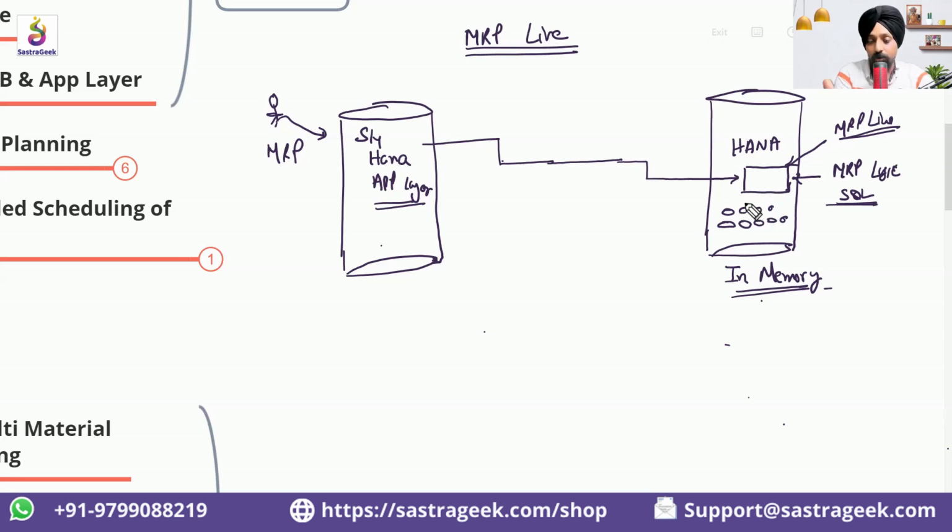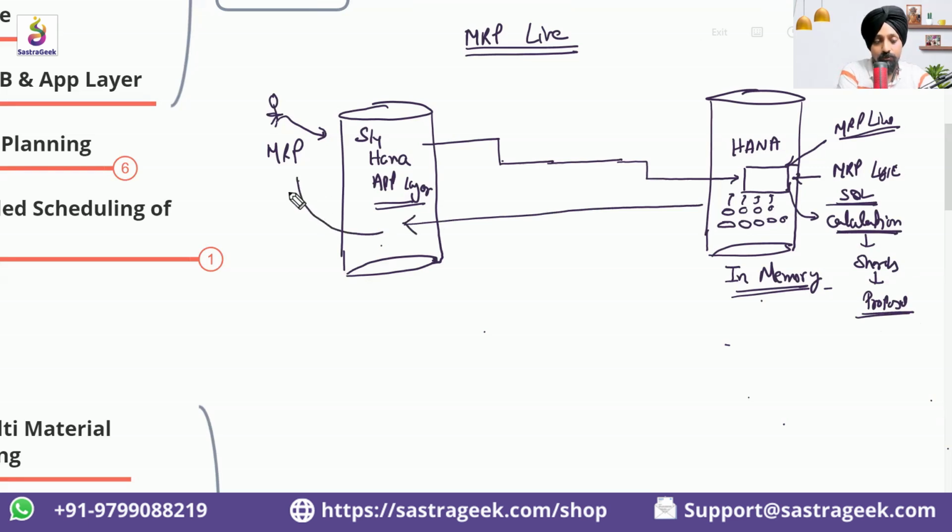So the logic is sitting here. Within here, it needs to get the data from the tables and do the calculation. Within here, it needs to identify the shortages and give the proposals for the shortages. Everything is done here, and then the results are passed to the application layer, and through the application layer, to the user.